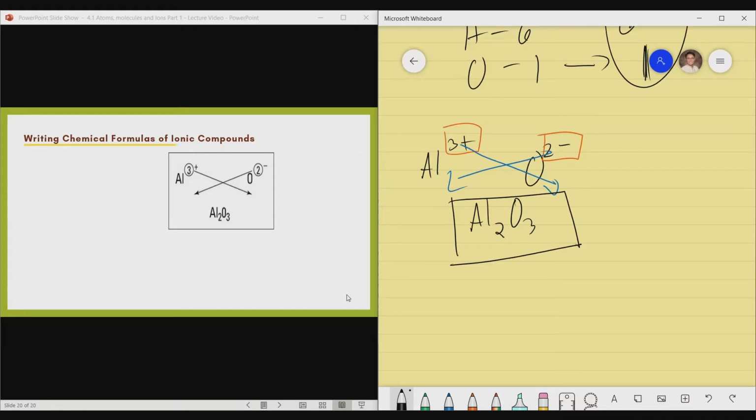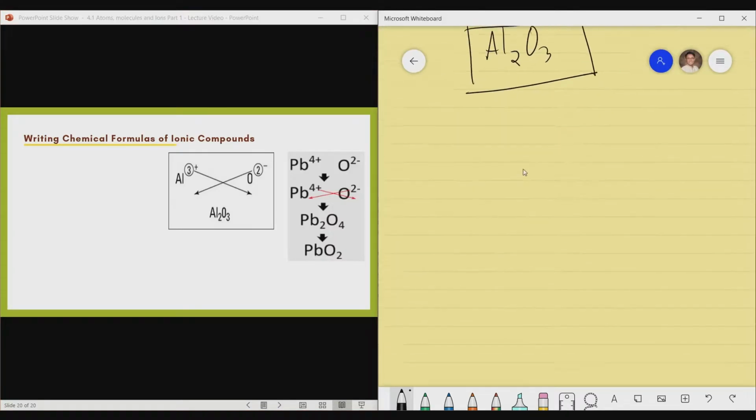As you look at it, dapat neutral. So, neutral po si Al2O3. Wala kang nakikitang positive o negative dyan. And then, naka-lowest term, 2, 3. Wala nang lowest term yan. Hanggang 2 tsaka 3 na lang talaga yung dalawa. Okay, napakadali. So, another example is this one.